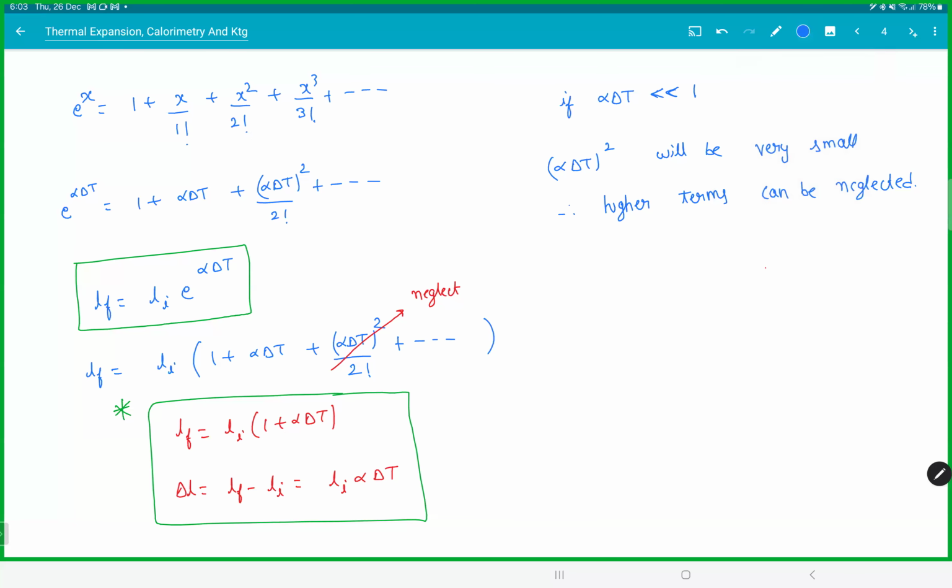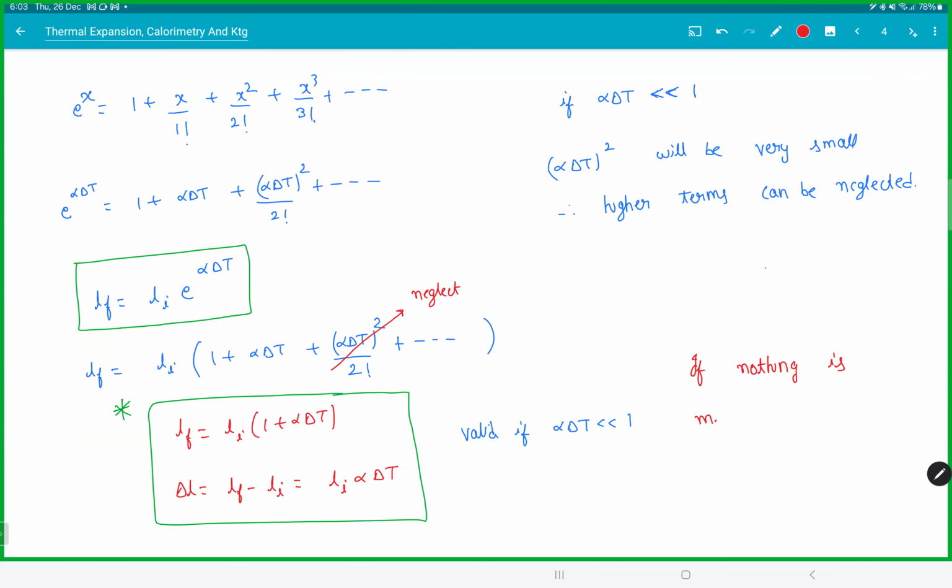So this is valid. Getting it? But again, for small alpha delta t's, this is valid if alpha delta t is much, much less than 1, which is true for most of the cases. So remember this thing in the exam or in the question, if nothing is mentioned, assume this is right. Don't use that exponential thing.